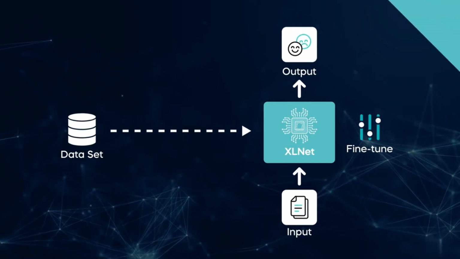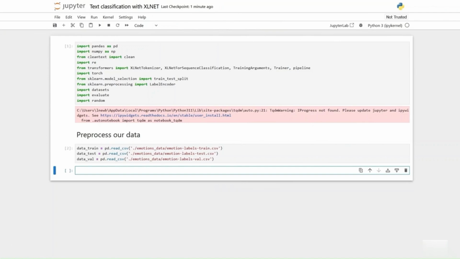So let's get started. The first thing we'll want to do is import the packages and functions that we need, so you can see the list that we'll need for the next few lessons here. We have the pandas package, numpy, clean text, re. From the transformers, we'll be importing the XLNet tokenizer, the XLNet for sequence classification, the training arguments, the trainer, and pipeline. We'll also import torch, and from sklearn we want to import train test split and the label encoder. We'll also need the datasets, evaluate, and random packages.